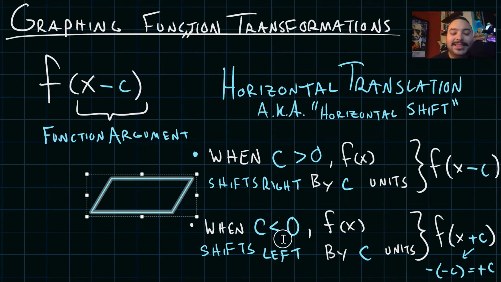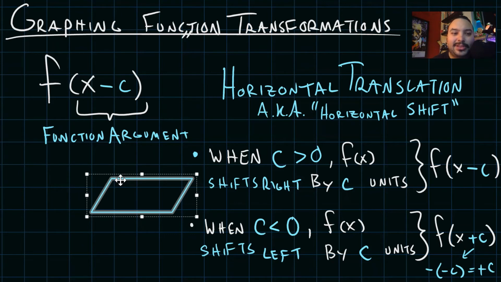Now, when c is less than 0 or a negative number, f of x is going to shift to the left, which makes total sense. Negative values are on the left side of the number line, and it does so by that many units. However, since you are subtracting a negative number, since we have our transformation here, x minus c, that becomes positive c. So when your value is negative, you will see inside f of x, in the argument, x plus some number. So when you see x plus some number, that means you're going left. And when you see minus a number, that means you're moving right.